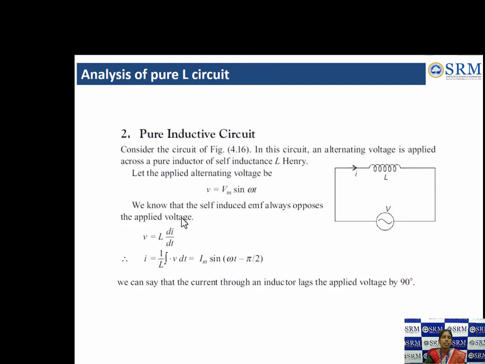Coming to the pure inductive circuit, we place one inductor and pass the alternating voltage, and it has a self-inductance of L henries. So here the self-induced EMF always opposes the applied voltage.